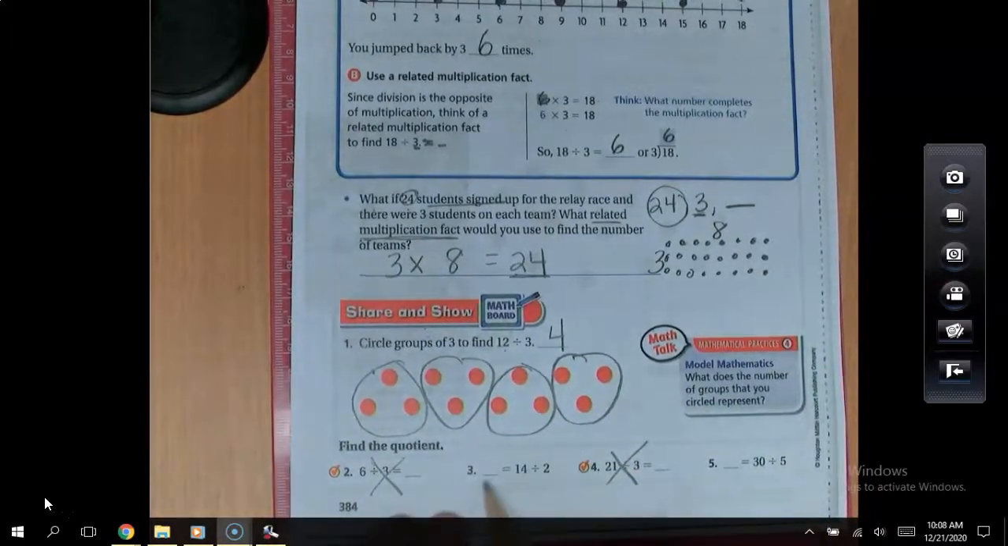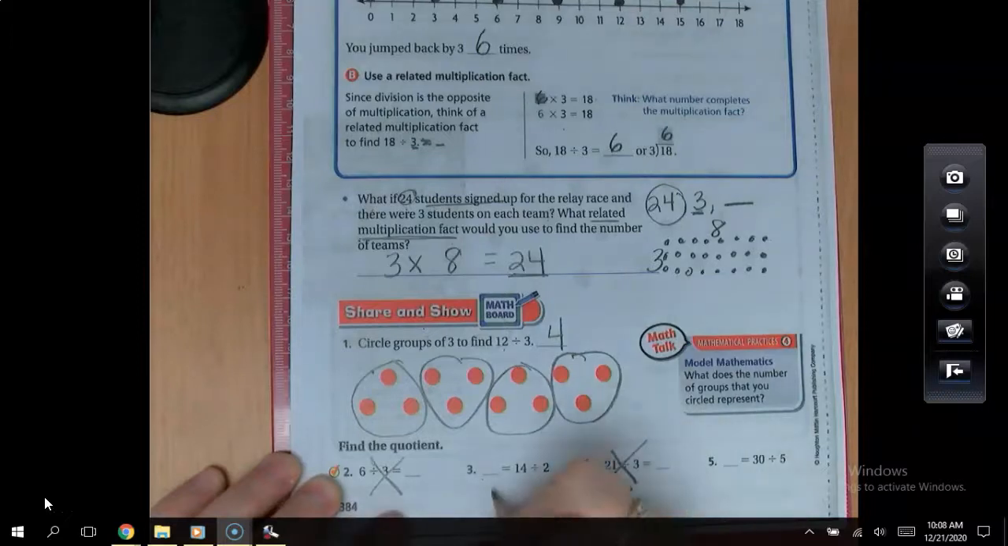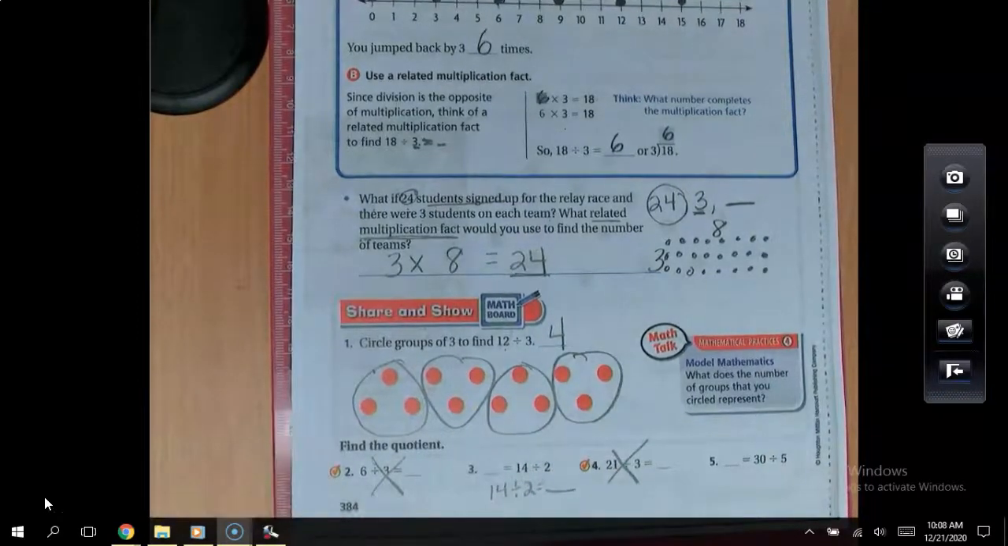All right. Let's go ahead and do 3 and 5. So I have what number equals 14 divided by 2? Boys and girls, do not let this trick you, okay? They sometimes try to put the answer, the quotient, in the front to try to trick you. All it means is 14 divided by 2 equals what? You can rewrite it if that helps you, okay? What is 14 divided by 2?